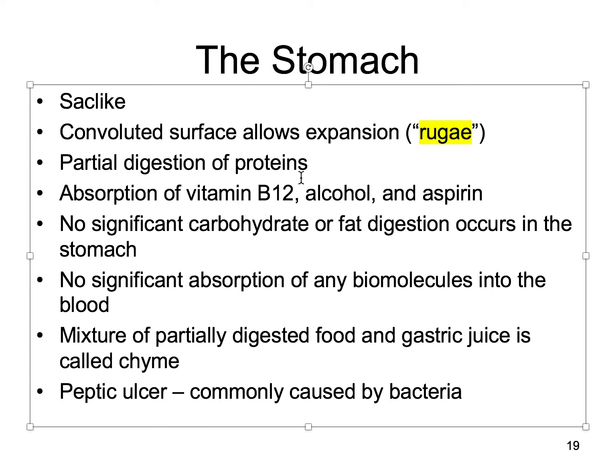The stomach serves a number of important functions. One function is the partial digestion of proteins. In the mouth, we can break down sugars a little bit with salivary amylase, but we don't really see any protein digestion happen until we reach the stomach. We also see the absorption of some compounds, vitamin B12, alcohol, and aspirin, and a couple of other drugs.